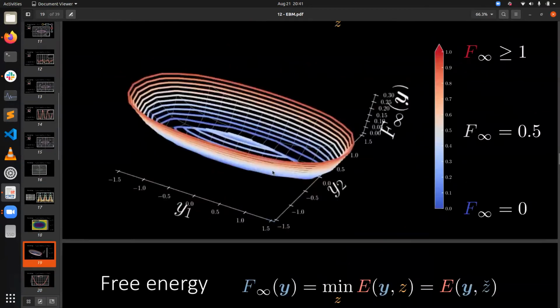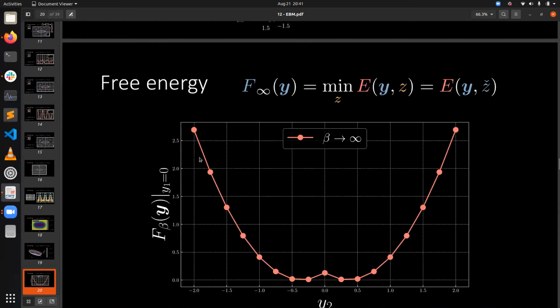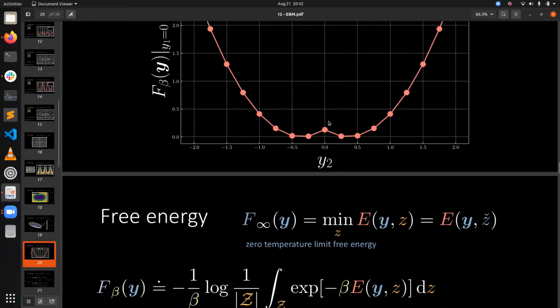If you take a cross section of this, it looks like this. This happens when you take zero temperature free energy. You have this sharp upward spike in the middle. What happens with zero temperature free energy is you are actually overfitting. We'll see about that as well, and the way you avoid that is by increasing the so-called temperature.